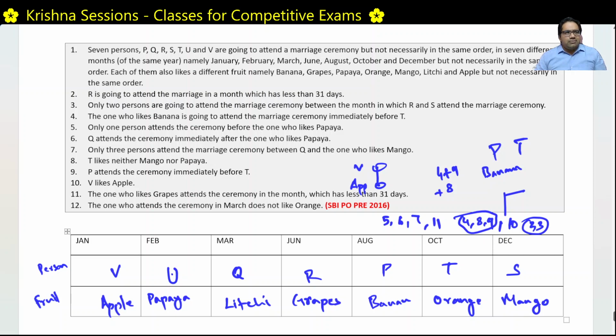The one who likes grapes attends the ceremony in a month which has less than 31 days. Yes, grapes is in June, 30 days. The one who attends the ceremony in March does not like oranges. He likes lychee. So all conditions are satisfied.